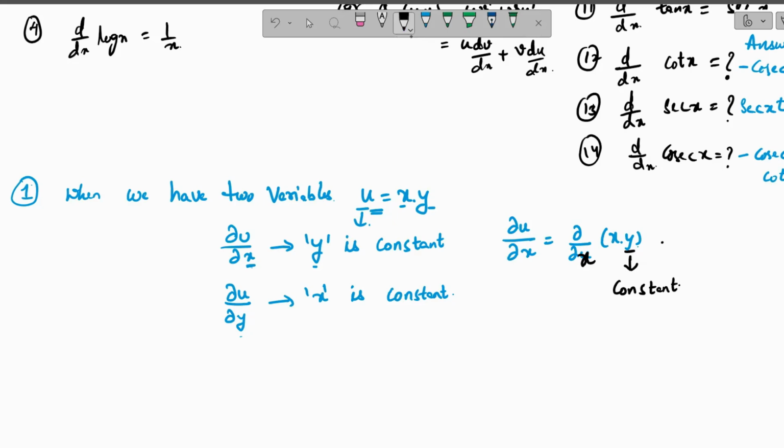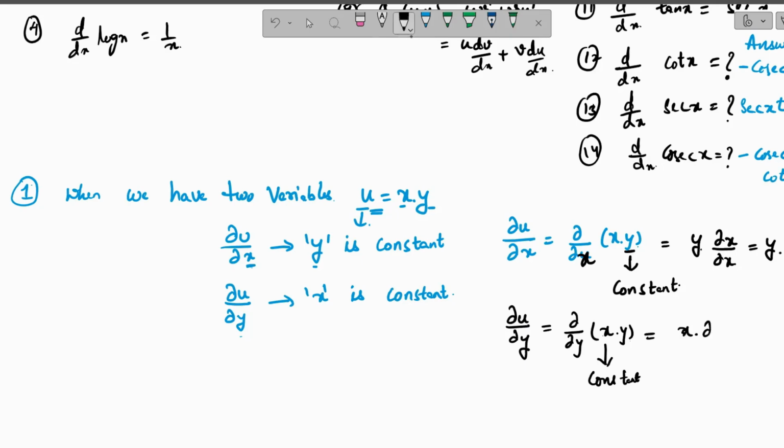Y is treated as constant. So y will be taken out and dou x by dou x will be 1. So the answer is y here. Similarly, for the expression, if you do dou u by dou y, in dou u by dou y, x is treated as constant. So take x out. Dou y by dou y will be 1 and the answer is x.